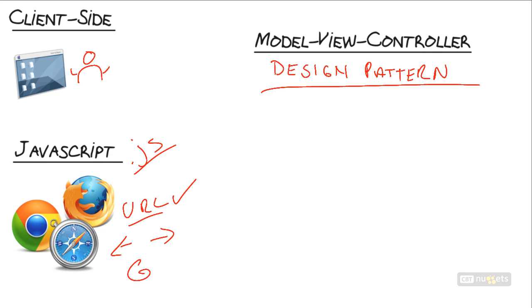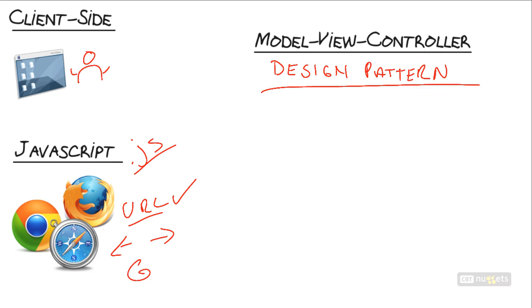But where a linked list was a really specific, narrow pattern designed to solve one particular problem, Model View Controller is a broader, more abstract design pattern. It's all about how to organize your code, how to structure your code. And the goal of that structure, the goal of Model View Controller, is separation of responsibility, separation of duties.